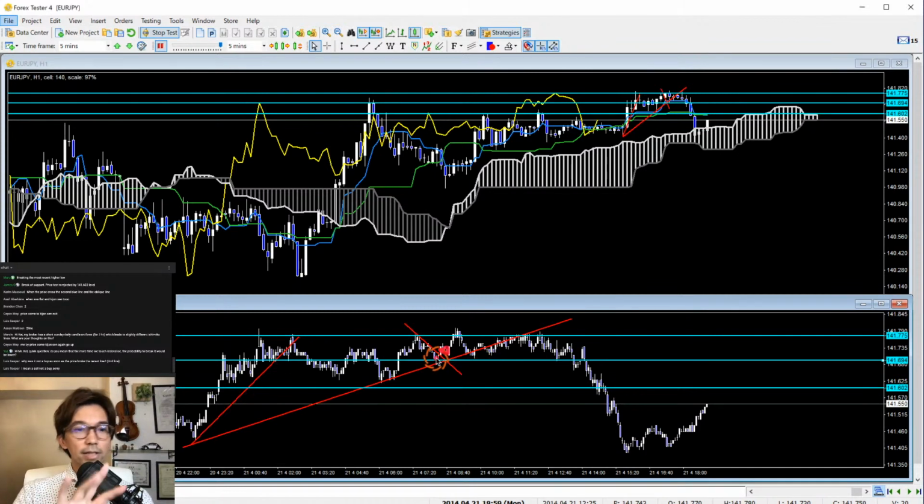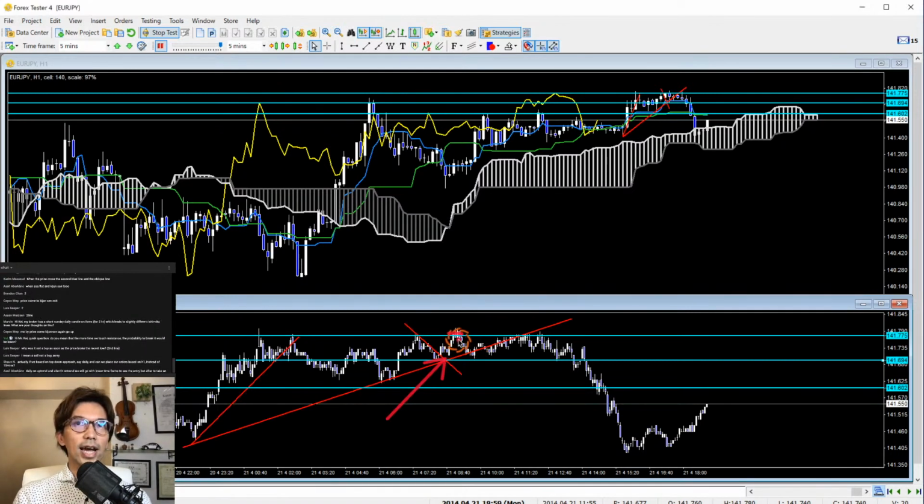Or if after the breakout... at the breakout, I believe the Kumo and Kijun Sen were still flat at this point. But after some time, when I took a buy here, the Kumo started to move up and Kijun Sen also started to move upwards. So that's when I confirmed the counter trend line breakout a couple of minutes before, and the price is still above the trend line.